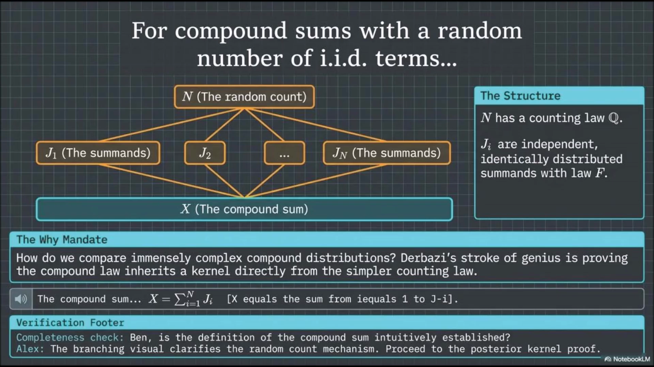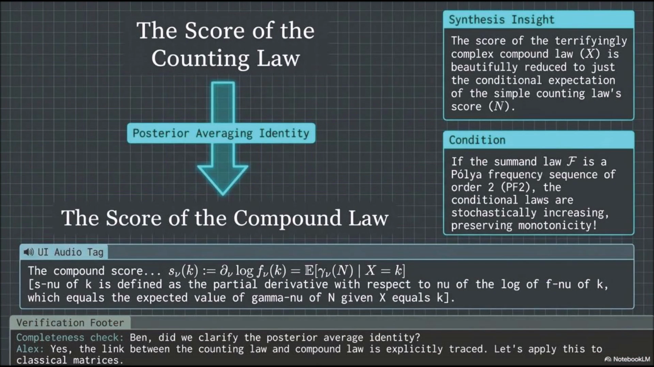Which is a perfect transition into the final major concept of the paper. Because up to this point, we've basically mastered how to turn one parameter dial, the spice level, inside a single, simple family of distributions. Yes, we've stayed within families. But Derbazi decides to push this kernel to its absolute limits. He asks a much harder question. What if we turn multiple dials at once? Or what if we want to compare two totally different recipes entirely?